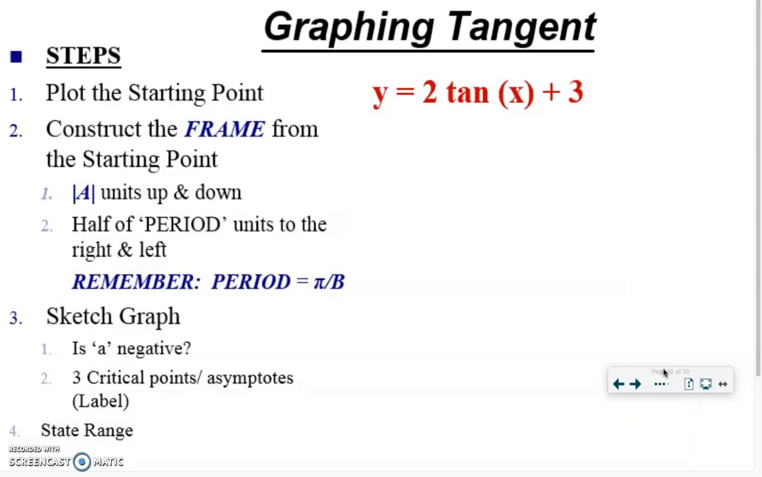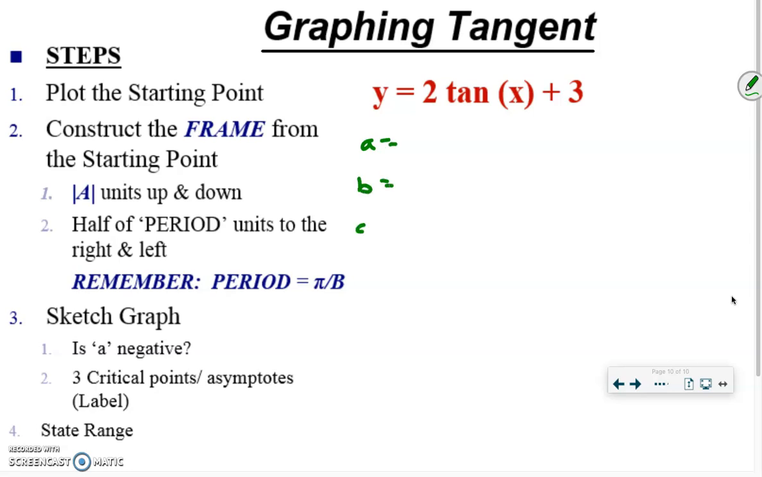Okay? All right, so let's go ahead and graph out this first one. What we see here, what we're talking about, is the equation y equals 2 tangent x plus 3. So just because it's a tangent doesn't mean that we're going to approach this differently. We still want to know what's the amplitude, again, now I'm putting quotes around because it's not real amplitude, but that's going to help me to build my frame. So what's the absolute value of A? What's the period? What's the starting point? Those are still the first few things that we want to establish.